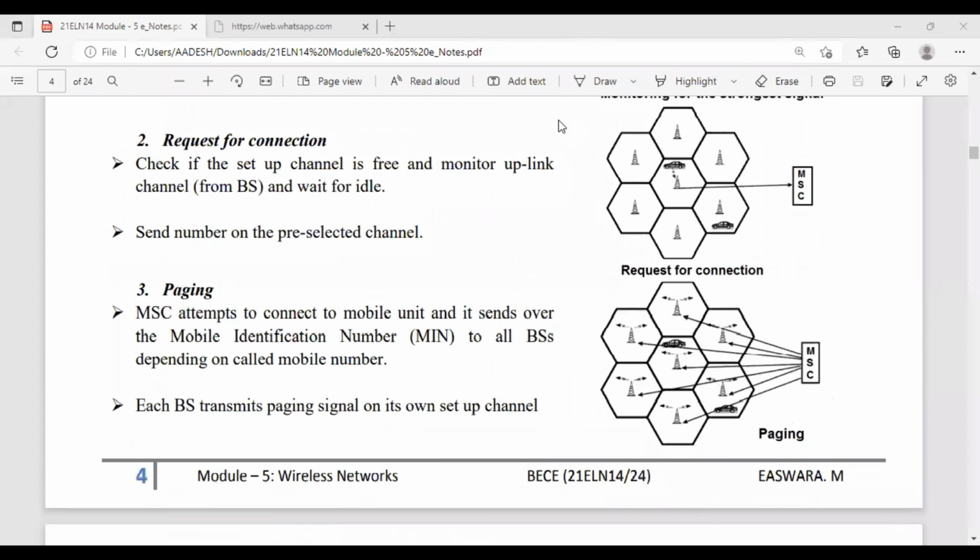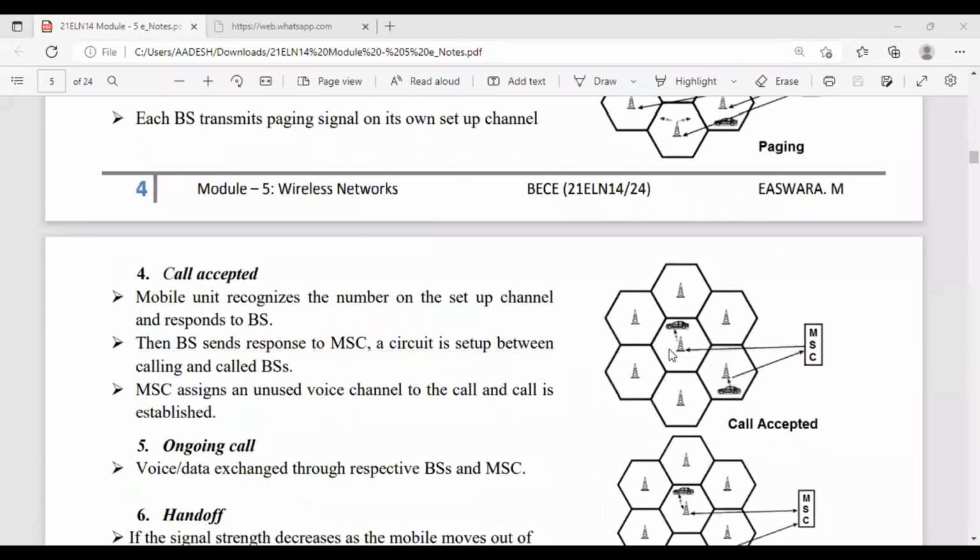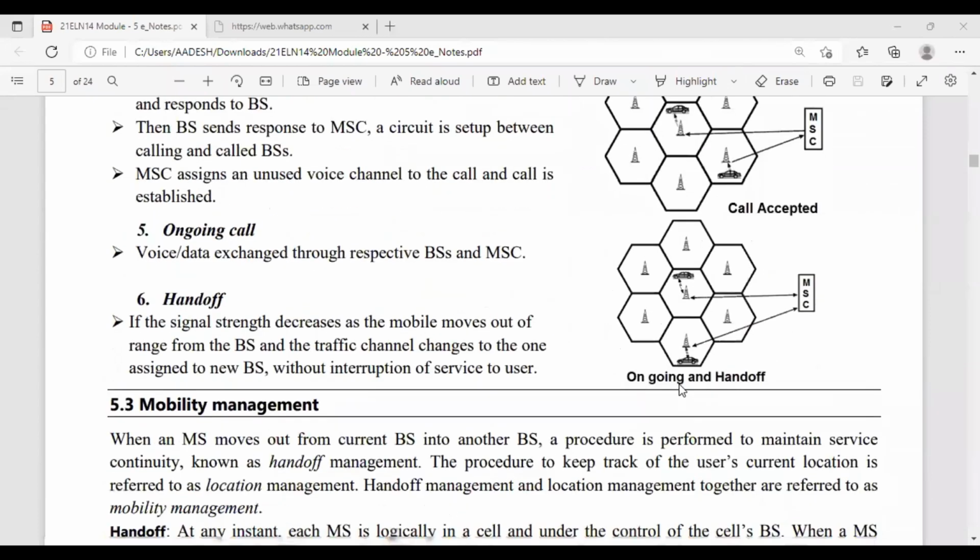And after that, once the mobile station is located, it will respond back to the MSC, and the MSC will get its address, which will be forwarded to the calling party mobile station. And after that, the called party and the calling party will both be on the call.